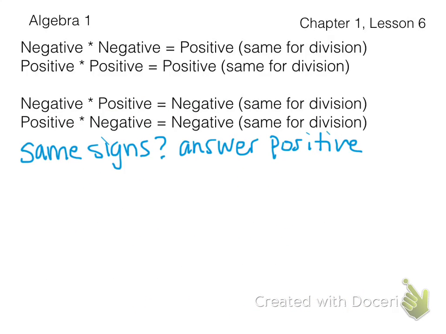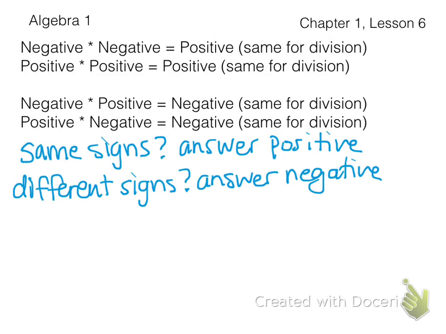Alright, just a quick review. A negative times a negative is a positive. A positive times a positive is a positive. A negative times a positive is a negative. And a positive times a negative is also a negative. So here's the short and sweet. If it's the same sign, the answer is positive. If the signs are different, the answer is negative. And this same thing works for division, but we'll get to division in just a minute.